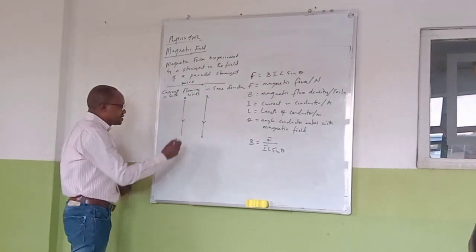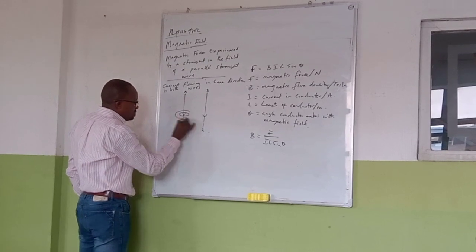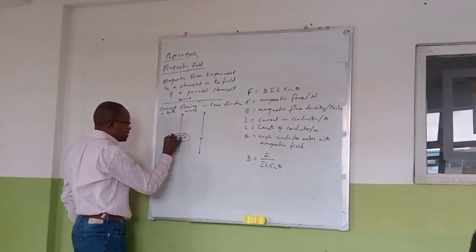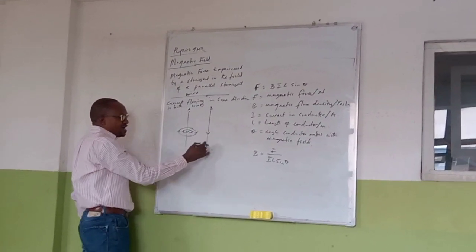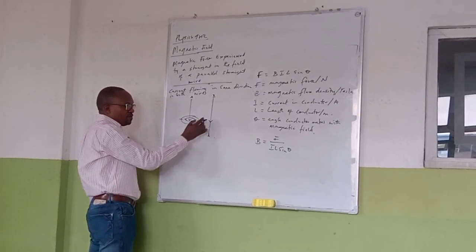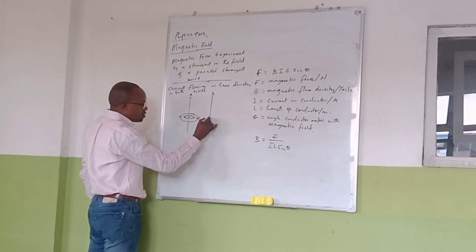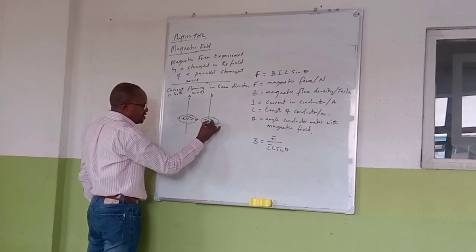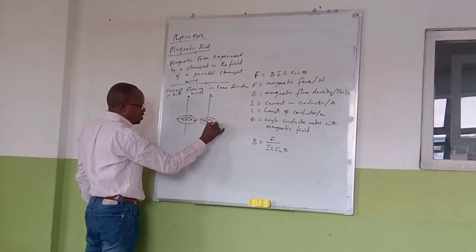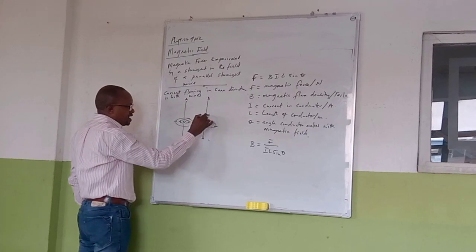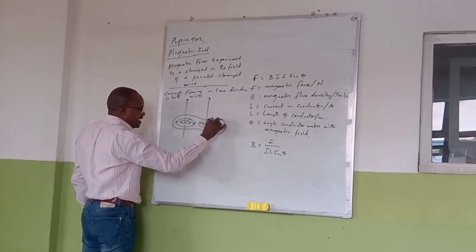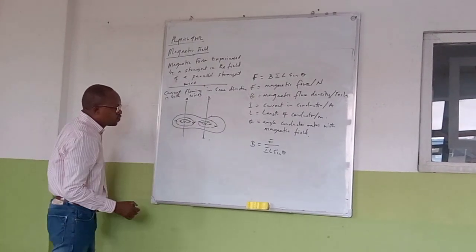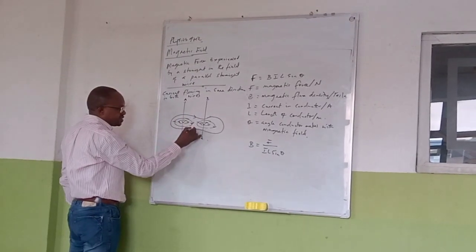It will be clockwise. The magnetic field around wire A is clockwise. The magnetic field around wire B will be in the same direction. So you can see that the magnetic fields of both wires are in the same direction, clockwise.